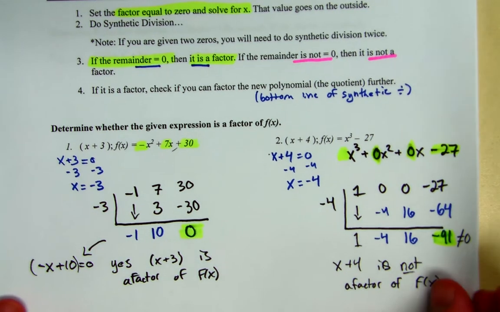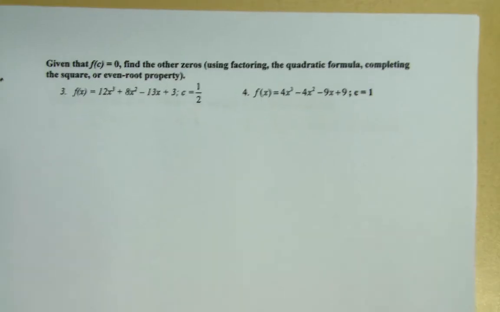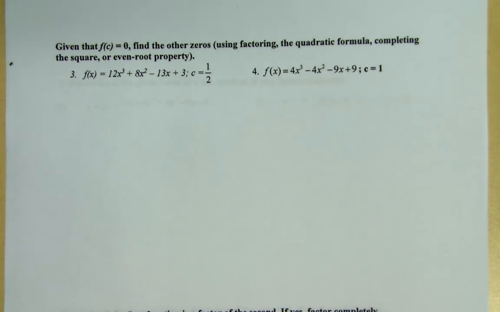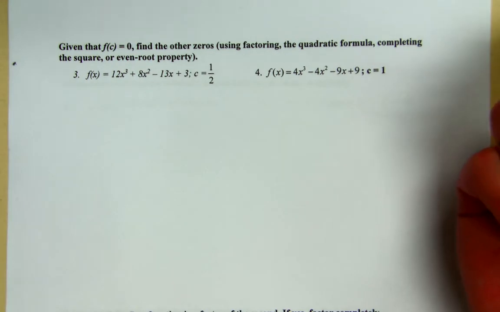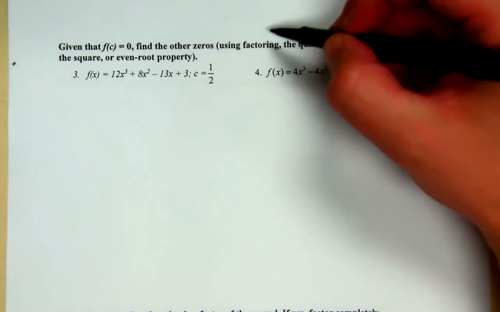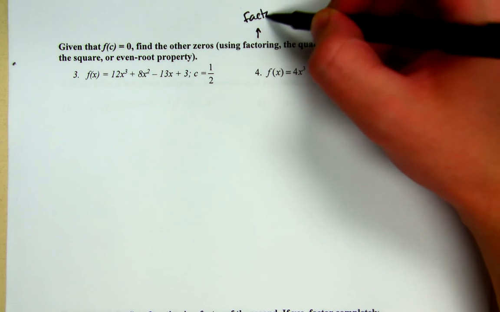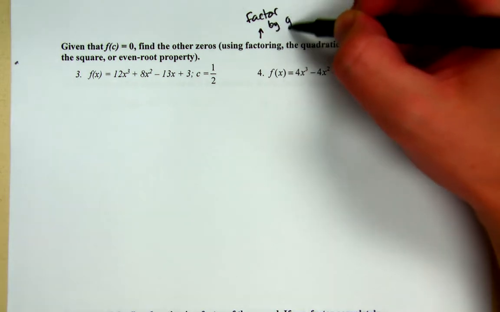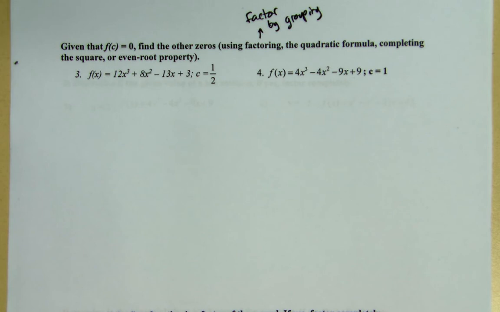So that's what the next set actually asks us to do. So it says, hey, given that this value is a solution, factor it. Use factoring, the quadratic formula, completing the square, or even the even root property. One thing I will say is, hey, you might want to remember factoring by grouping. And we'll go through an example of how to do that as well.